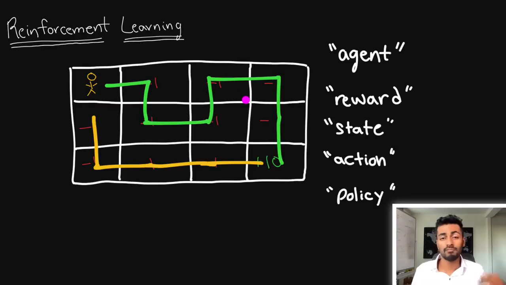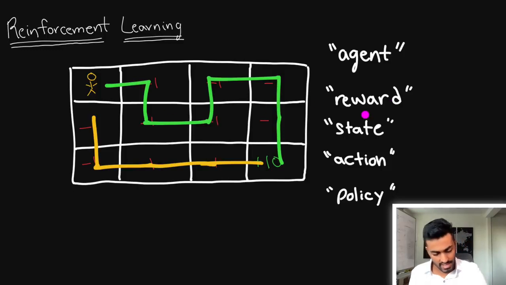Now, relating this to ChatGPT, the agent is the model itself. The reward depends on the response that's given by ChatGPT. If the entire response is a good response, then it's going to get a high reward. If it's not a good response, it's going to get a negative reward.